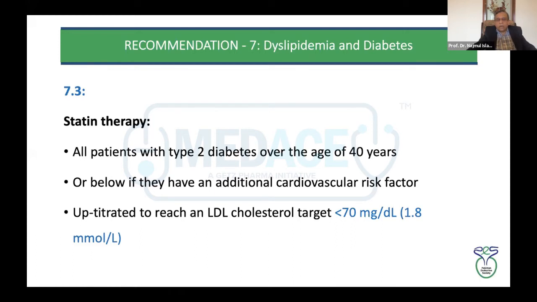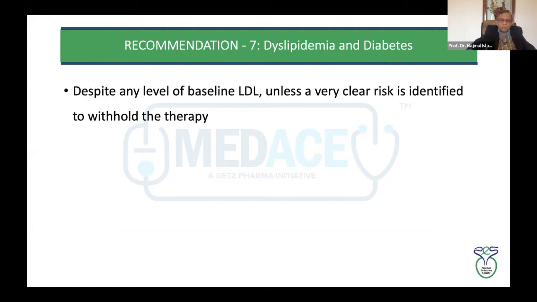And you need to up-titrate to reach an LDL cholesterol of less than 70 once you start them on a statin. Despite any level of baseline LDL, unless a very clear risk is identified to withhold the therapy, that is for all patients above 40. For less than 40, if there is an additional risk factor other than diabetes.